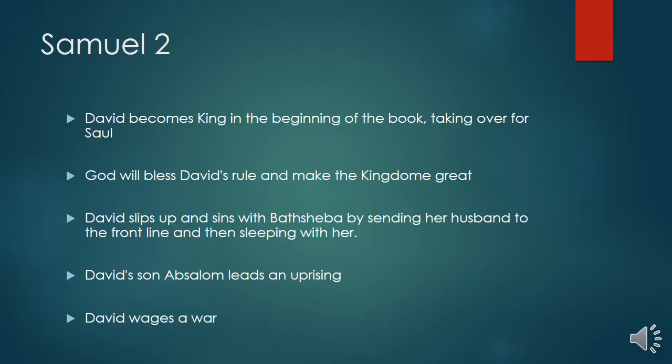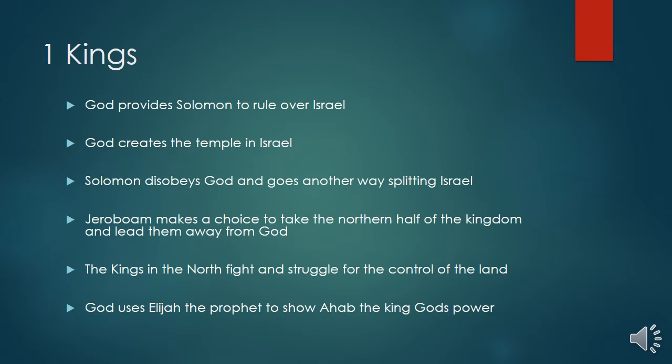And then after that, David wages war. Into First Kings. So on a bit of a change of pace from the characters in the previous two books. God provides Solomon to rule over Israel, so another king. God creates his temple in Israel.